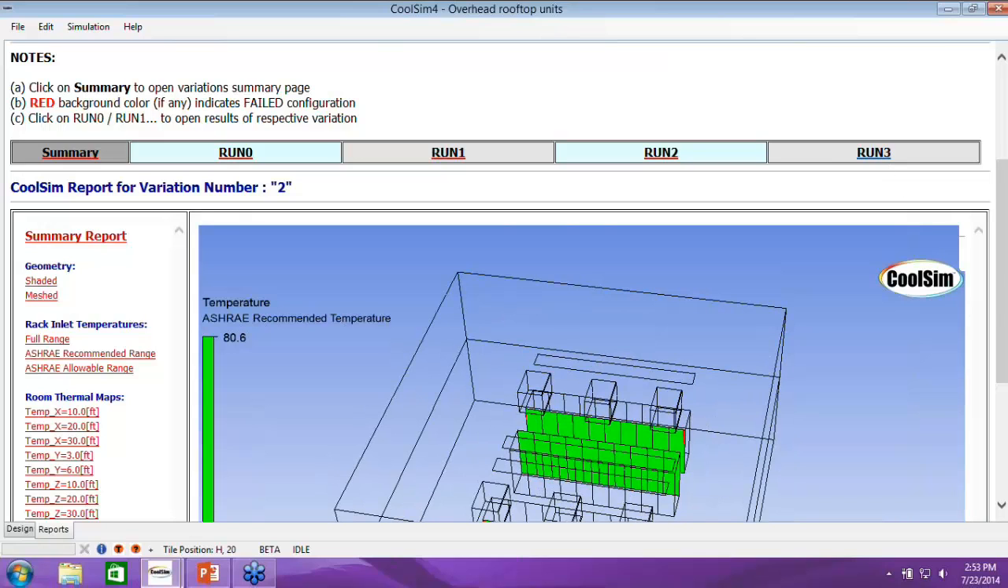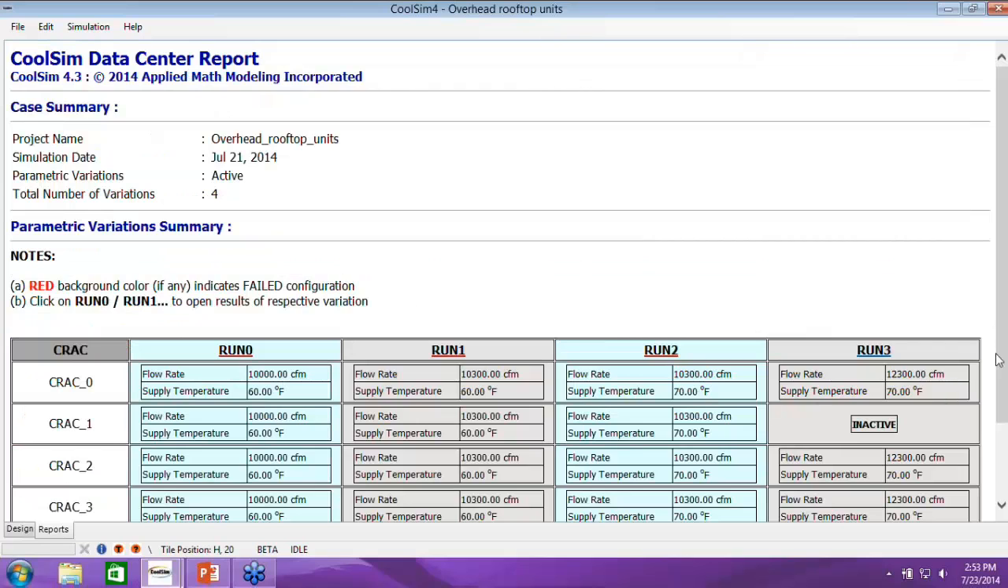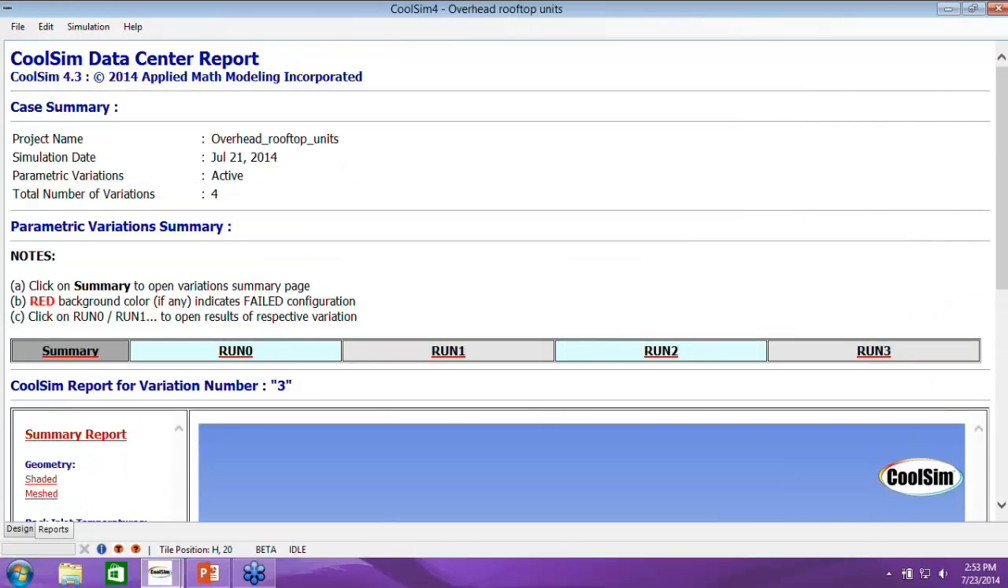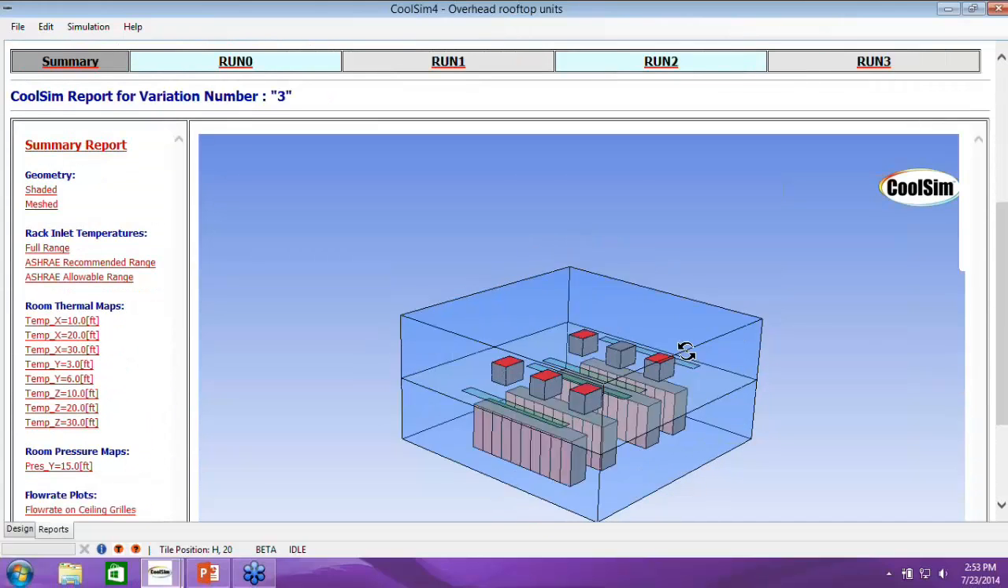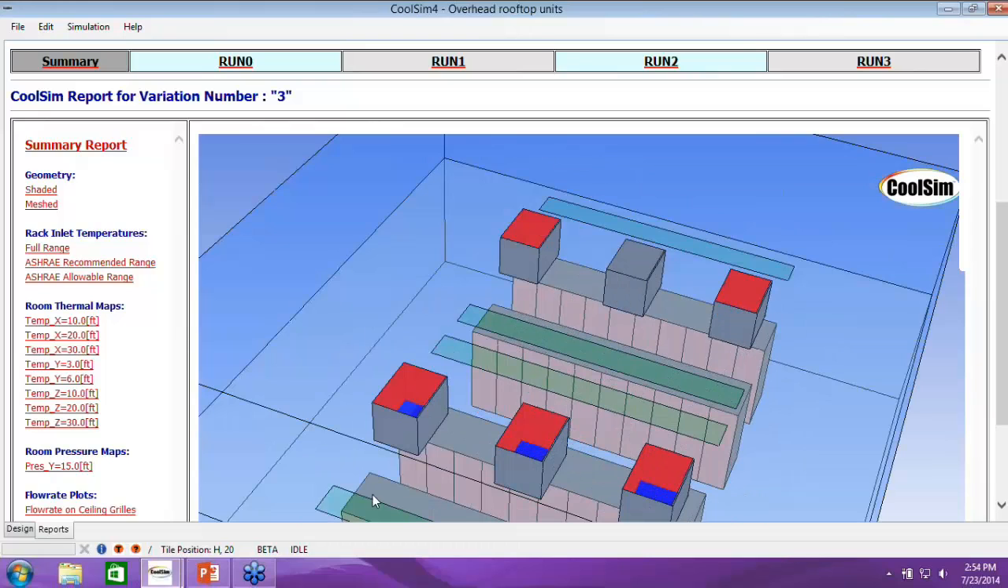Now, however, we also need to look at failure mode. So in failure mode, just to review, if we look at our summary, failure mode here, we increased the flow rate of the other units but kept the temperature at 70 degrees. And the one I shut off here is crack number 1. So let's take a look at that one. The way to tell which crack is turned off in CoolSim is we don't light up the inlets and outlets, you see, so that one's off.